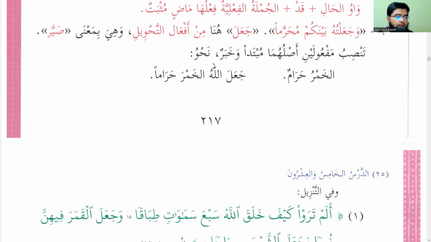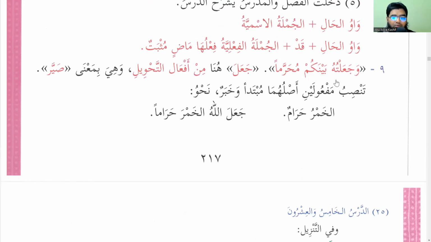Jahala. There are four meanings of Jahala, and they're very common meanings. This is the pattern. And this is, I believe, the last part of the lesson. There is one more small point after this. وَجَعَلْتُهُ بَيْنَكُمْ مُحَرَّمًا. He just explains the four meanings of Jahala.